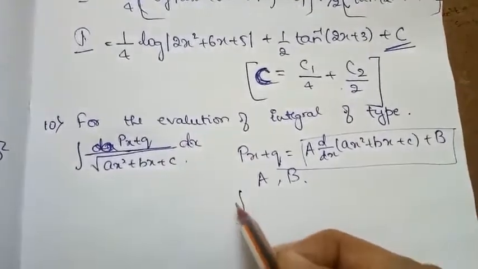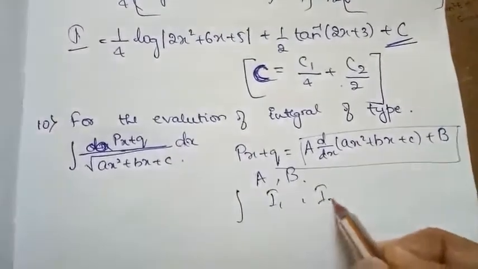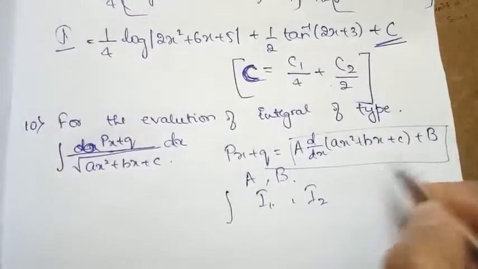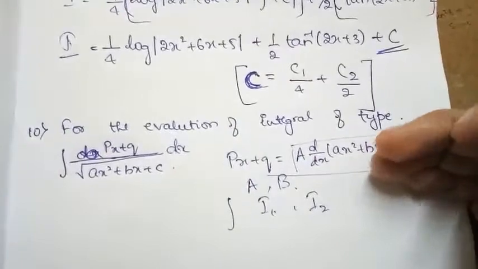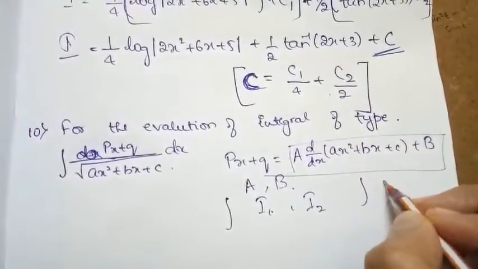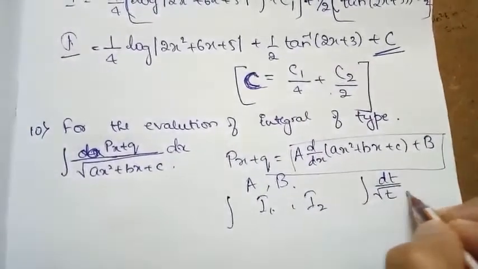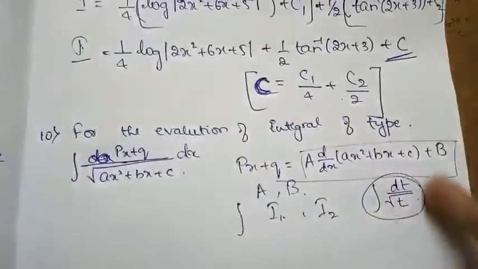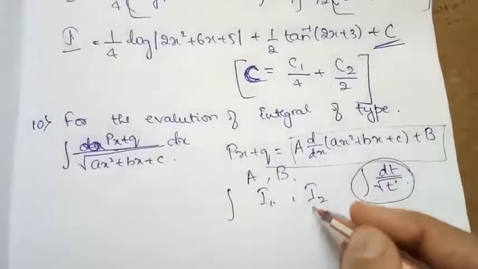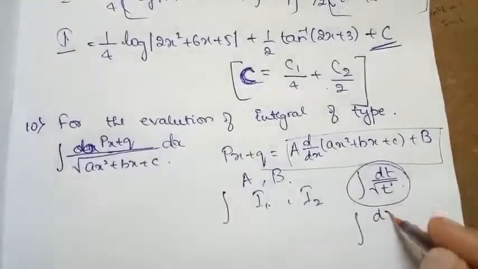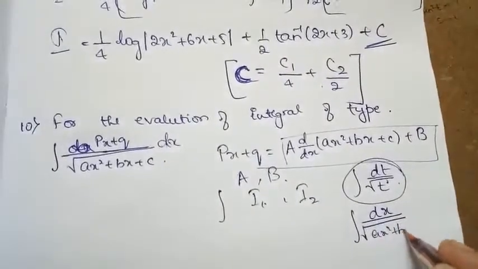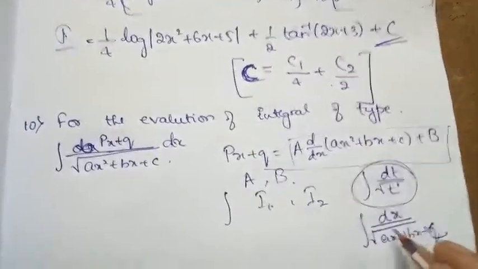At a certain stage we are going to get both I1 and I2. In I1, as in the previous type of question, in the numerator we have the derivative of the denominator. Here also we have dt by square root of t, it will be in this form. So we know how to find the integral of this type of integrand. Later, in I2 we get the form dx divided by square root of ax² + bx + c.